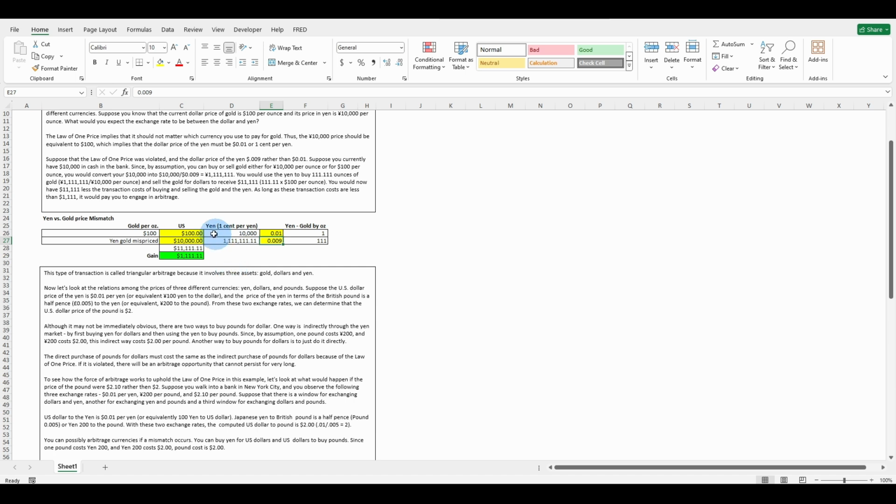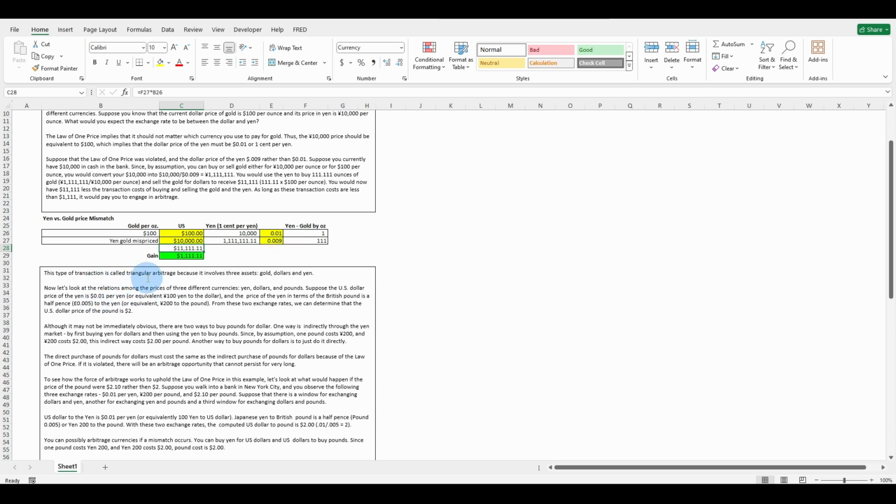Now keep in mind, if this was only 100, it'd be 11,111. So just multiply it. Instead of 10,000, you're going to gain a bunch. So now with this 0.009, you have this many yen. Now you can go ahead and buy what was 10,000. Your 10,000 gold is now, you can transfer it over for 111,111. You're going to make 0.001 cent on your money.